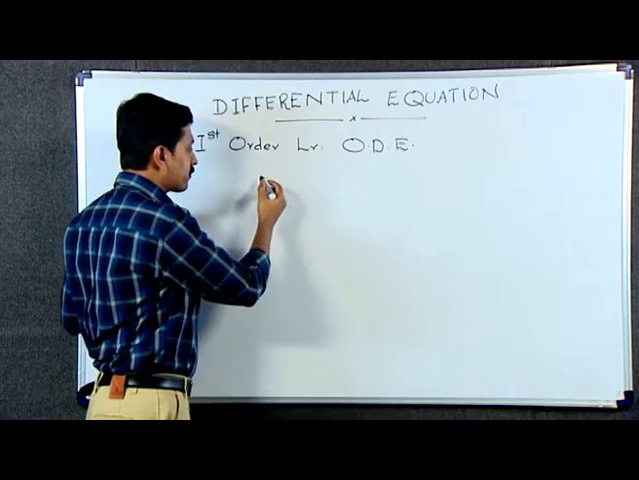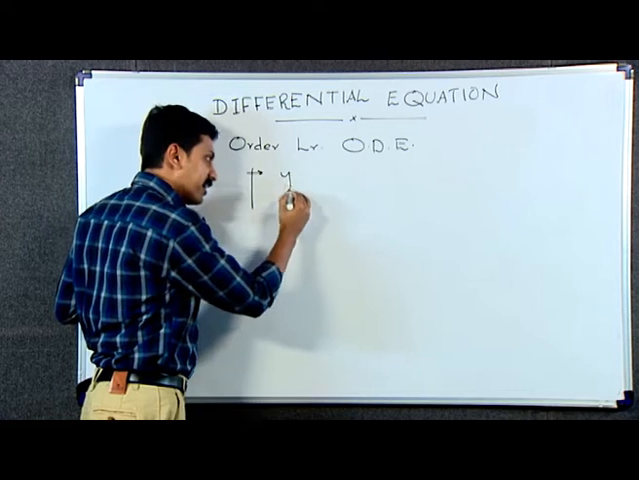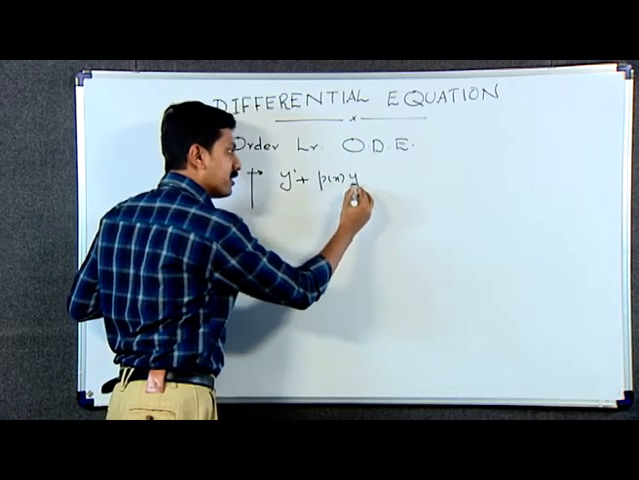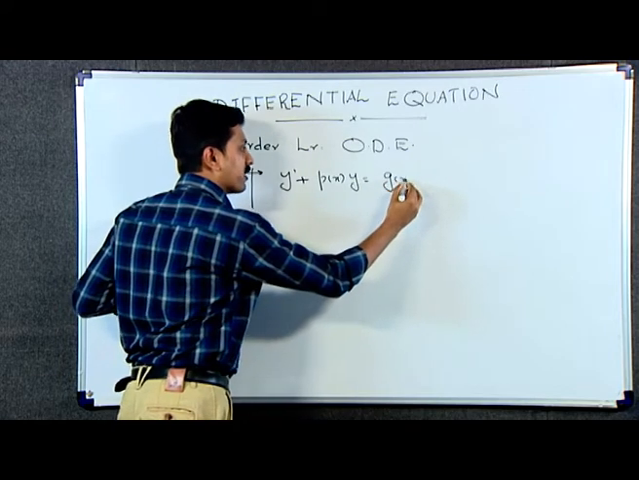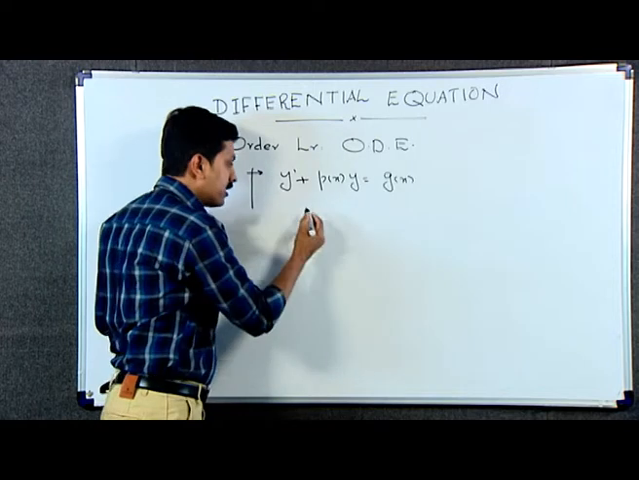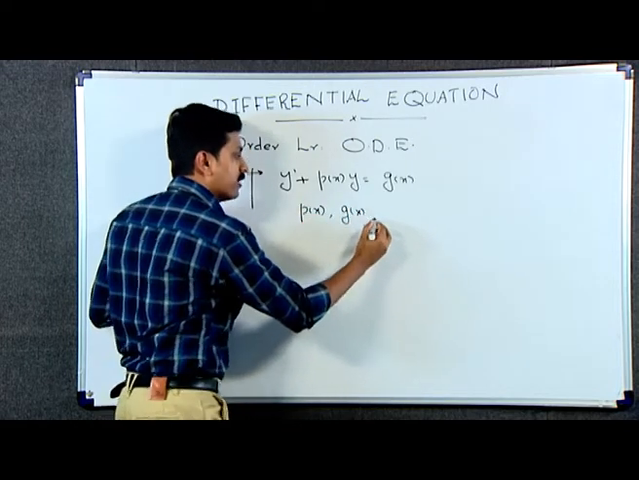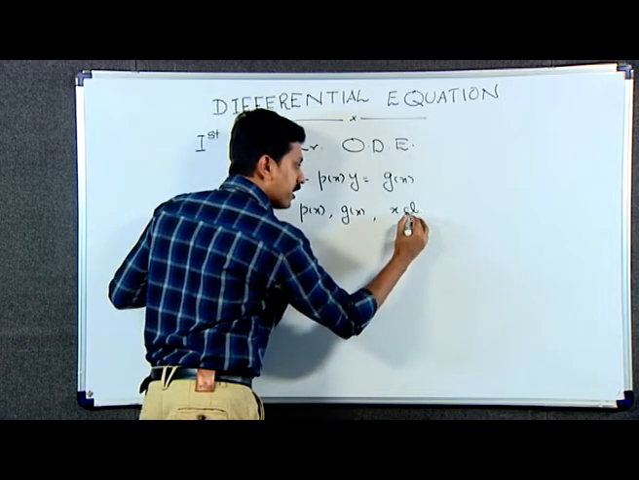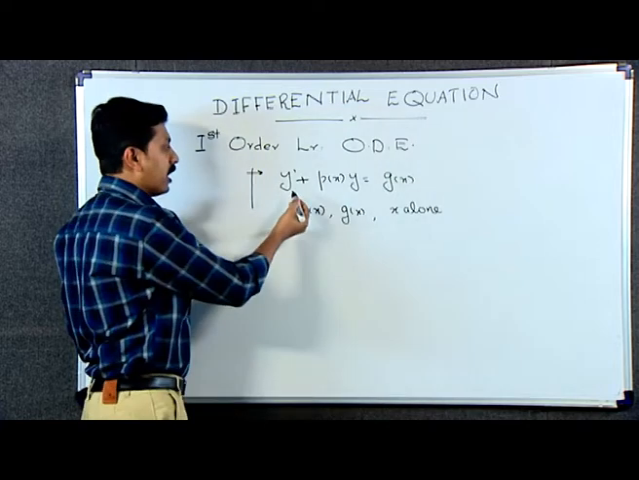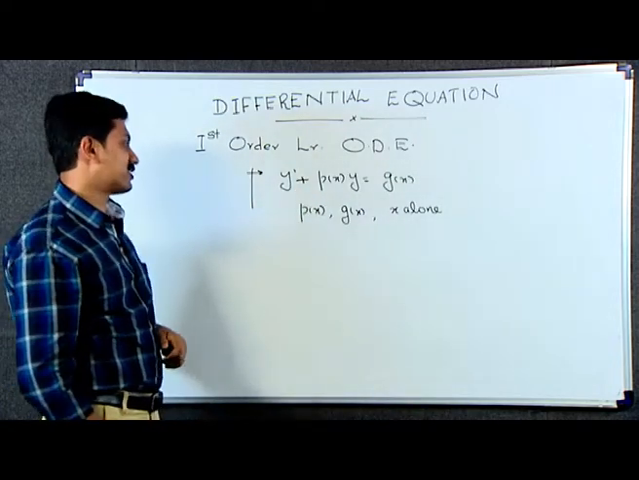The general form of the first order linear ordinary differential equation is y dash plus p of x into y is equal to g of x. Here p of x and g of x are functions of x alone, where x is the independent variable.